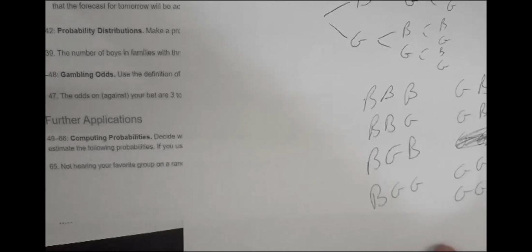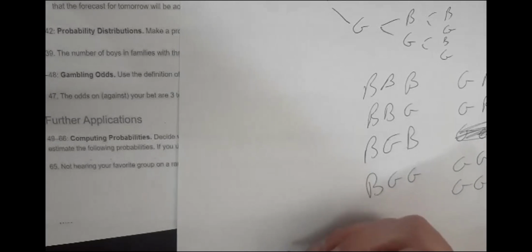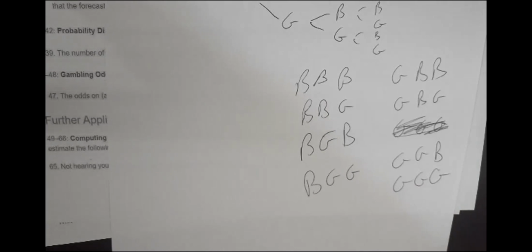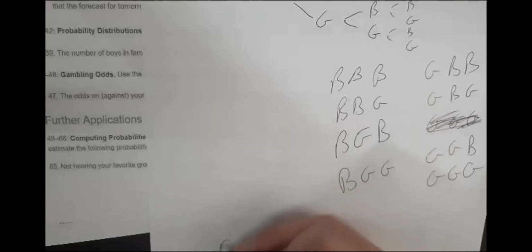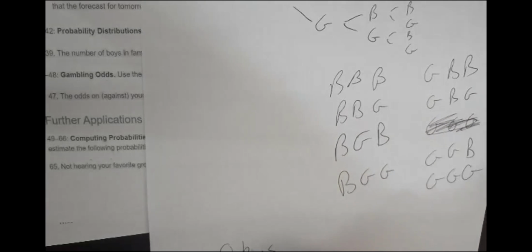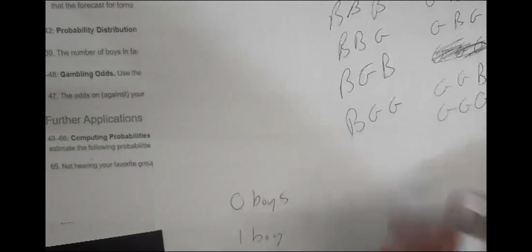And then if I'm thinking about occurrences of boys, what's the least amount of boys I can have, and what's the most? If I'm talking about 3 children, 0 and 3. 0 to 3, right? So if I go 0 boys, 1 boy, 2 boys, 3 boys. This one is in your notes.